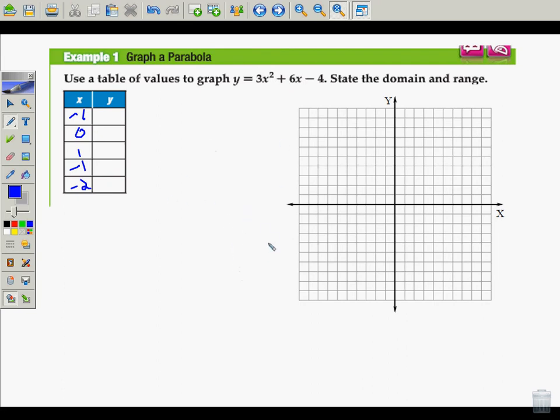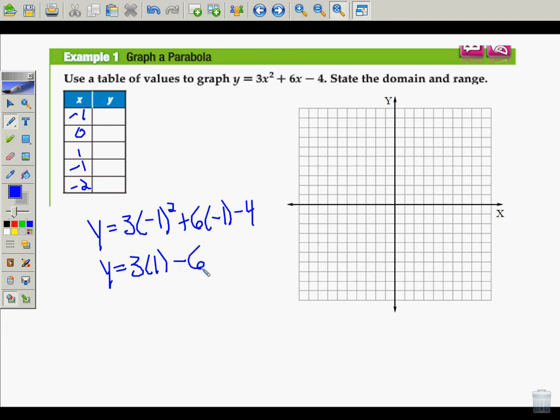So I'd have y equals 3 times -1 squared, plus 6 times -1, minus 4. Then I just simplify. -1 squared is just 1, and 3 times 1 is 3. 6 times -1 is -6, minus 4. And I get 3 minus 6 minus 4. 3 minus 6 is -3, and -3 minus 4 is -7. Okay? This is the strategy for finding these points. So when x is -1, y is -7.